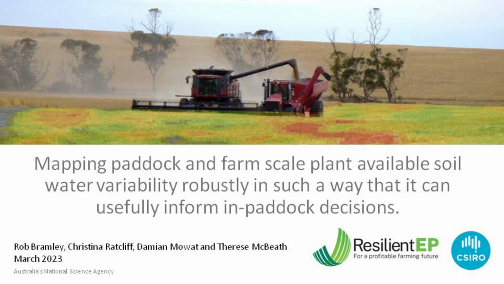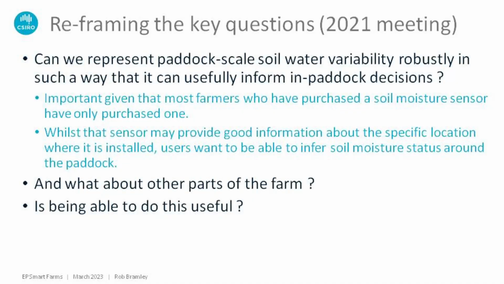Recapping from 2 years ago as to what we were wanting to do. We basically wanted to understand whether or not we could represent paddock scale soil water variability robustly in such a way that it could inform decisions. The main reason for that was that most people have got a soil moisture probe, if they've got one at all, and that might give you nice information about the little hole in the ground where it's installed, but you actually want to know what's going on everywhere else. And the same might apply to the rest of the farm.